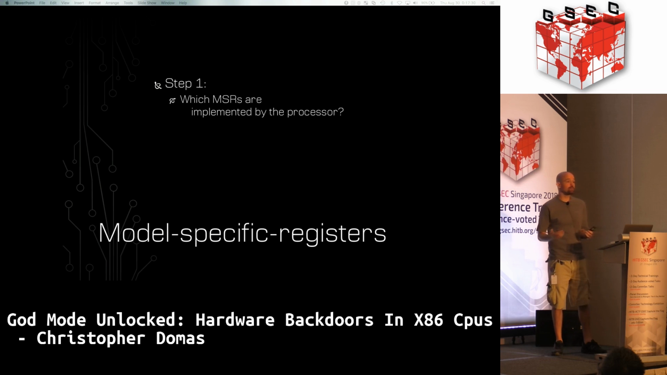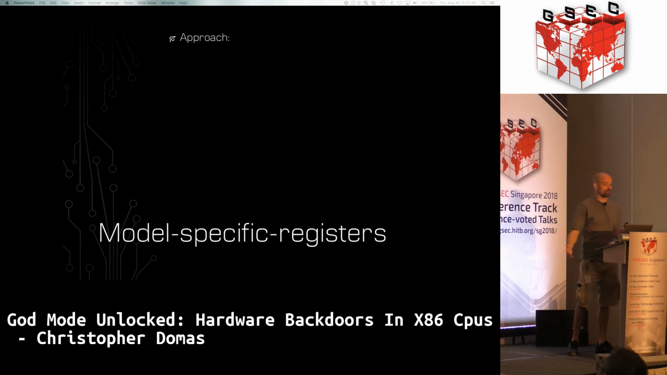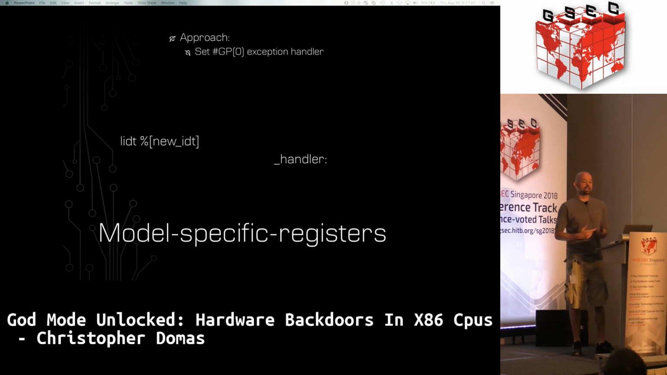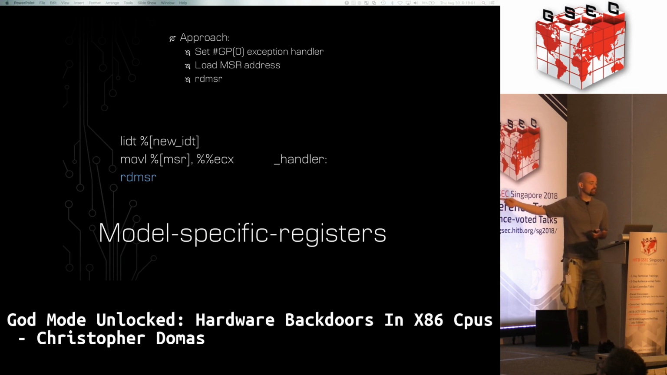But step 1 might be to figure out which model-specific registers actually exist on the processor. So not just which ones are documented. I want to figure out all of the MSRs that exist on my processor. The approach for this is actually pretty straightforward. Basically, in x86, you can create a new exception handler for the general protection exception, and you can do that through the LIDT instruction. After that, you load your MSR address into the ECX register, and then you try to access the MSR.